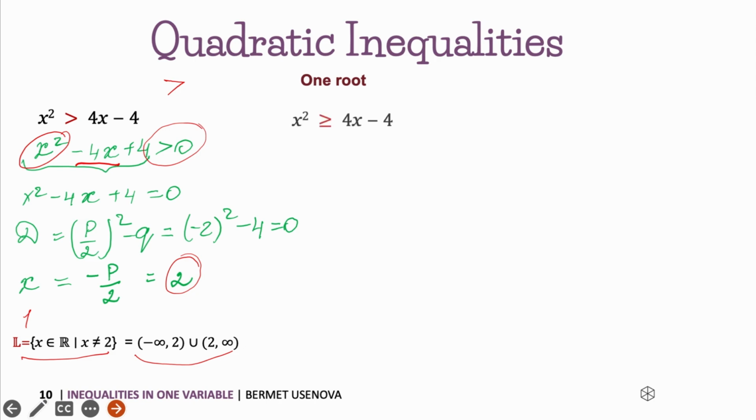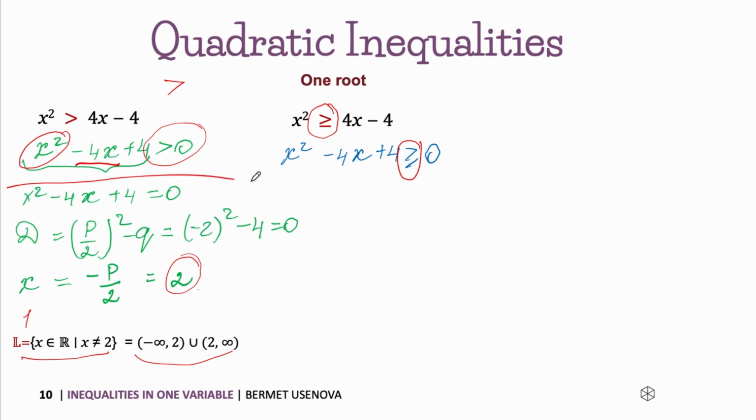Now let's look at a similar example, but with a different sign. We take x squared minus 4x plus 4 greater than or equal to 0. So this inequality has a different sign here. In this case, we also have one root, 2, but because we have greater than or equal to, we can include it in our solution set. Thus, the solution set will be all real numbers.